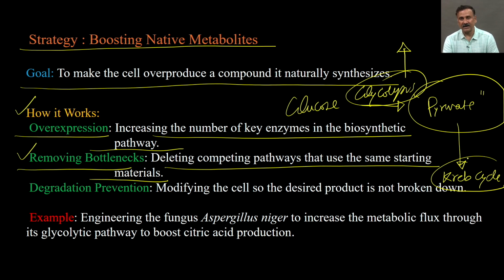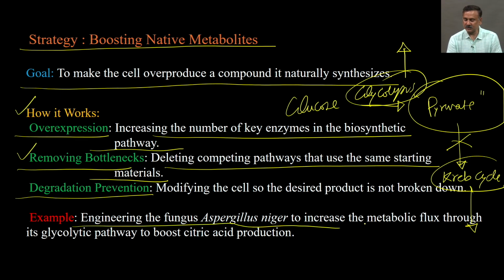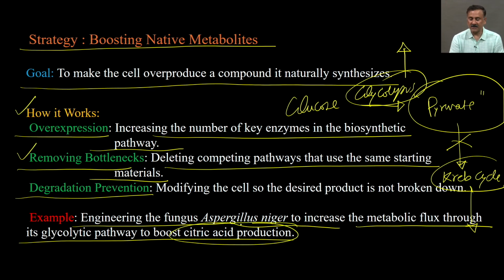It will get into the Krebs cycle, and whatever pyruvate you produce will enter the Krebs cycle and eventually be used. You have to do something so that this is not the case, so that it is removed instead of accumulating. And then you also ensure degradation prevention, so the pyruvate remains stable and does not get degraded. For example, engineering the function of Aspergillus niger to increase the metabolic flux through its glycolytic pathway to boost citric acid production.